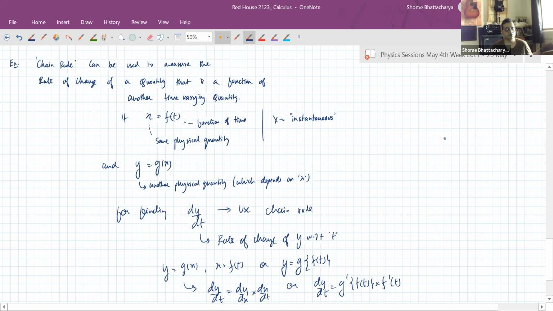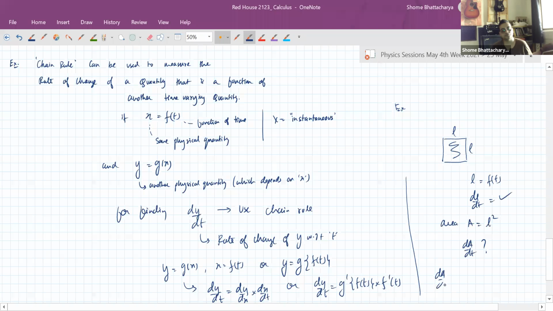So one example of this we saw last time itself. We saw that if we have a square metallic plate whose side length is a function of time, so we know the rate of change of the side length, then the area is L square. To calculate the rate of change of area with respect to time, we have to use this chain rule concept. So that becomes 2L into dL by dt. So this is how the area is changing with respect to time.